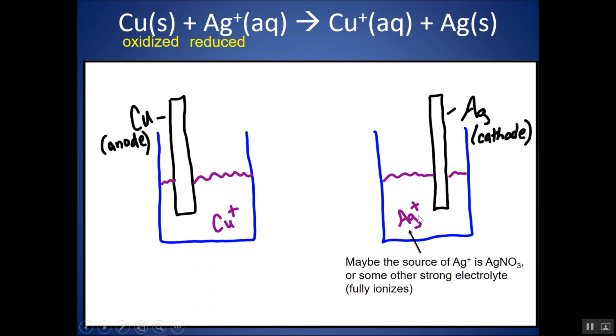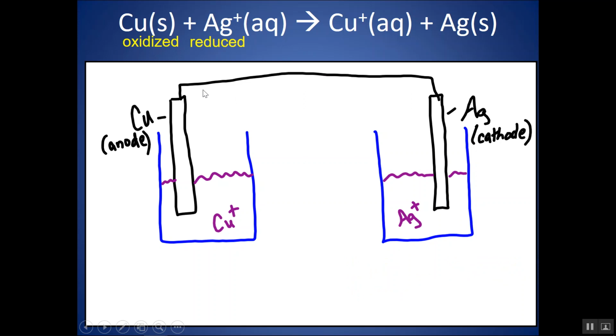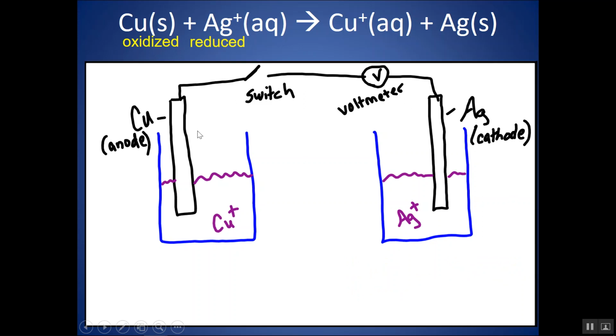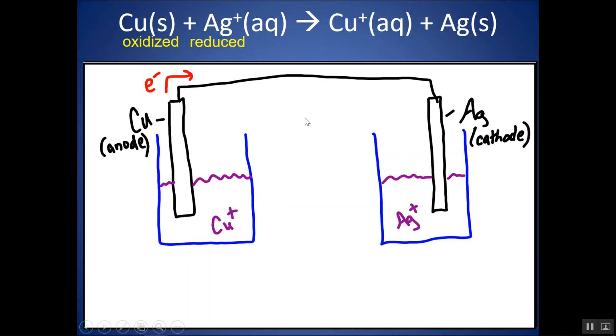Okay. How do you get Ag+ in there? Maybe you add AgNO3, because NO3 is always soluble. So you want to add some type of strong electrolyte that is a source of Ag+. Then you also need a wire connecting the anode to cathode, and electrons will go through that wire. Maybe there's a switch. It would have to be closed in order to work. Maybe there's a voltmeter on it where you can actually measure the voltage, but neither of those things are actually needed. Electrons will go through the wire from anode to cathode as this redox reaction happens.